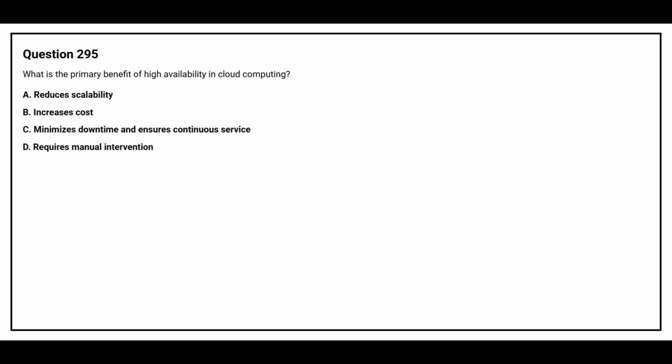Question number 295. What is the primary benefit of high availability in cloud computing? Option A, reduces scalability. Option B, increases cost. Option C, minimizes downtime and ensures continuous service. Option D, requires manual intervention. The correct answer is option C, minimizes downtime and ensures continuous service.